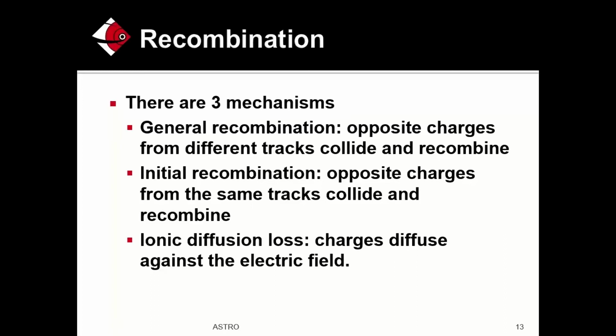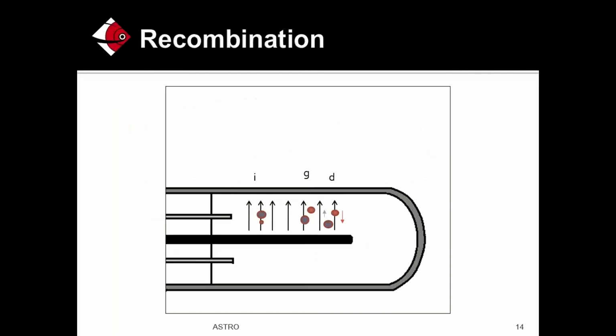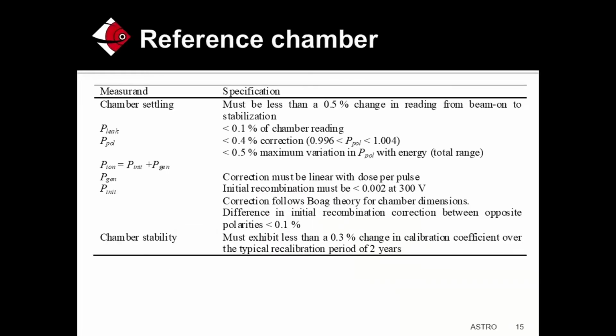You say, well, what am I measuring? Generally, what you're measuring is general recombination, where the opposite charges from different tracks collide and recombine. The other two are minor in comparison. So this would be the idea. The I stands for initial, as they're on the same track, they would recombine. General, where they're different tracks, and they would recombine. And then diffuse, where they diffuse against the electric field. So basically, that's the way it goes, how the recombination would be.